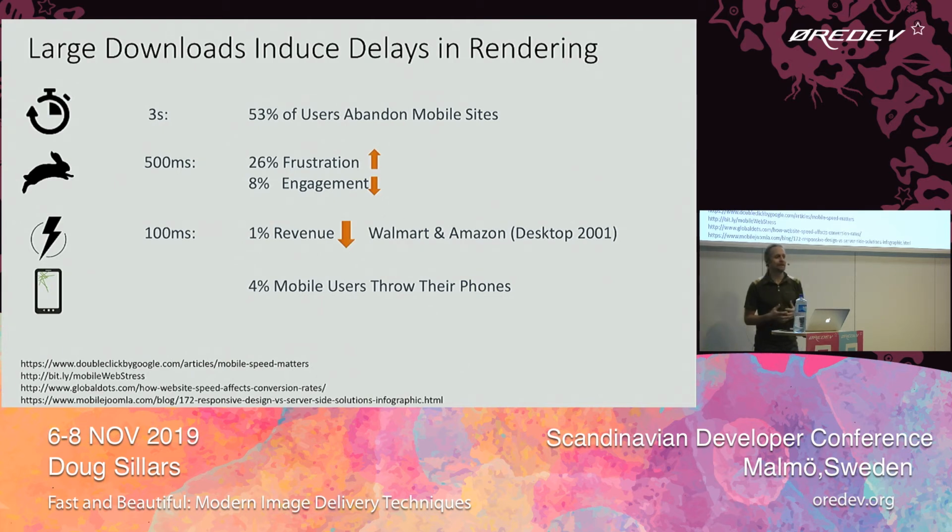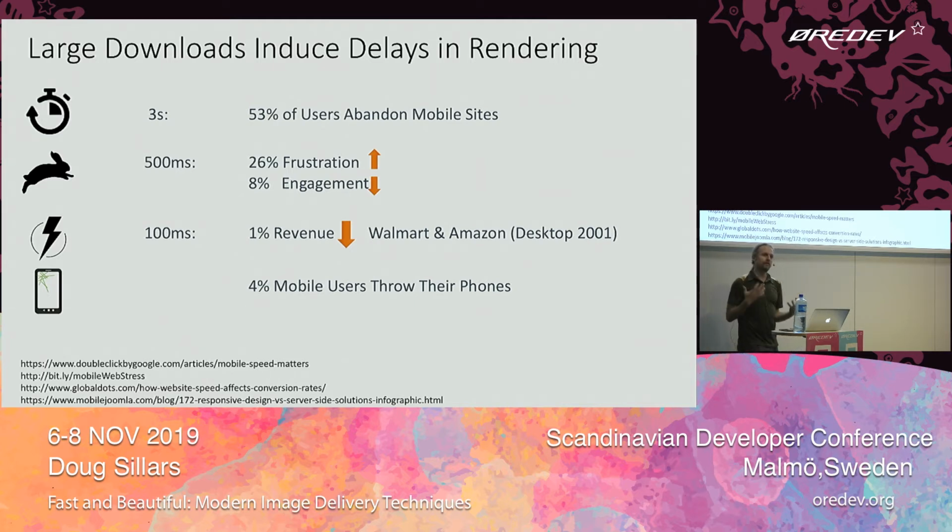Google found that a 3-second delay on a mobile website causes you to lose 53% of your customers. They just bounce. A half-second delay on a website, they found increased frustration and lowered engagement. And then this study from almost 20 years ago, Amazon and Walmart both found that a 100 millisecond delay causes loss in revenue. But my favorite stat is that 4% of mobile users admit to throwing their phones. And this isn't like that Finnish contest where people try to throw their phones. People actually admit to throwing their phones when there's a slow mobile experience.